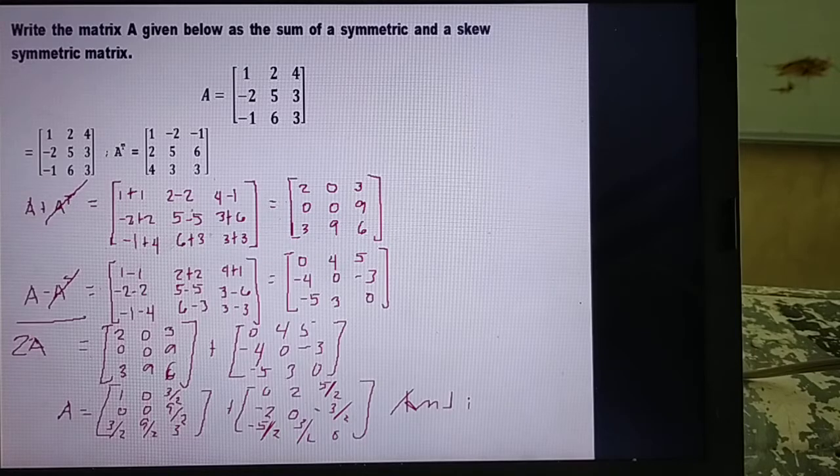So if you try to add that symmetric and skew, it will give you the original answer. Okay, if you get the sum of it, it will give you back this result.